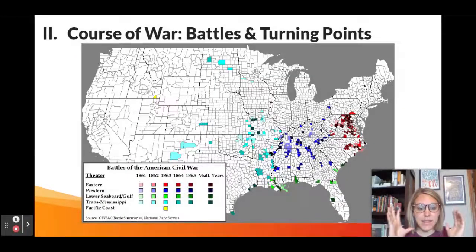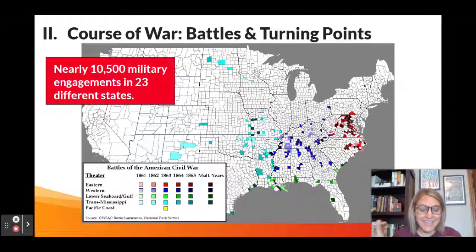So I love this map because it shows where the battles of the American Civil War, where the military engagements occurred. And if you look, the darker the color, the further into the war it occurred. So this is really surprising. For example, I teach in Minnesota, and many of my students, even by the time they're taking high school history, are unaware that there were military engagements in Minnesota during the Civil War. In total, there were nearly 10,500 military engagements in 23 different states. So I love how you can kind of see the course of the war by looking at this map.